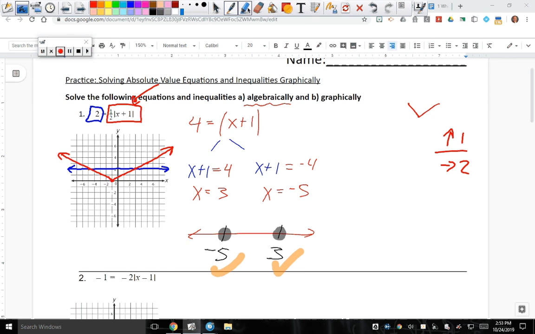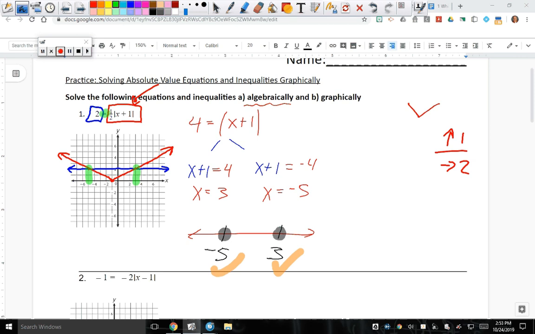Here we go. Look at the colors. When does blue equal red? At x equals -5 is when they touch, they intersect. And at x is equal to 3. You with me?